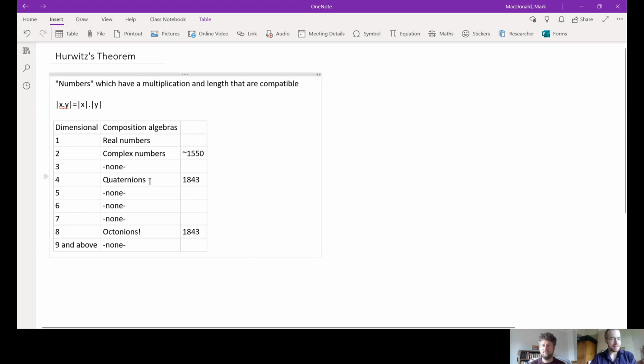Quaternions have actually a symmetry group of SO3, so rotations in three-dimensional space, which is an interesting one. There are deep links between the quaternions and rotations. And octonions, the symmetry group, as I'm sure you know, Paul, is G2, the exceptional group G2, which is a 14-dimensional group and a very interesting one.